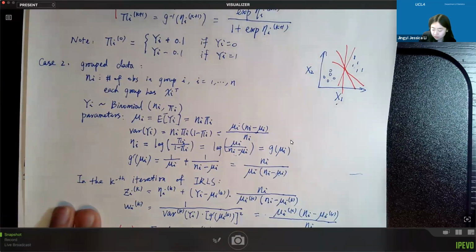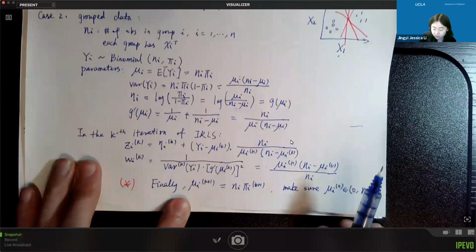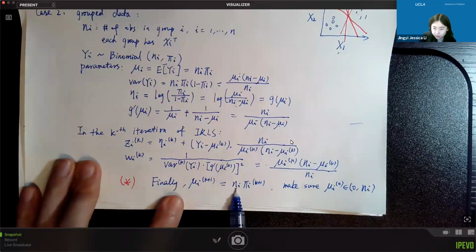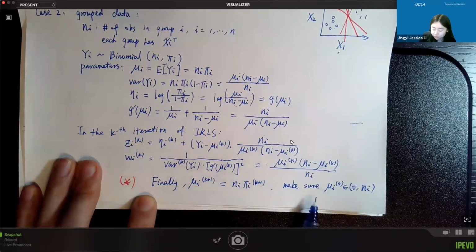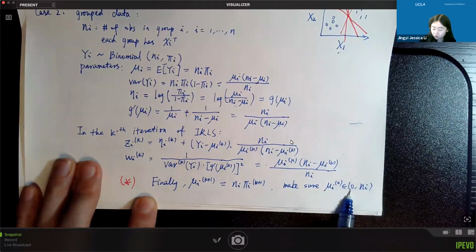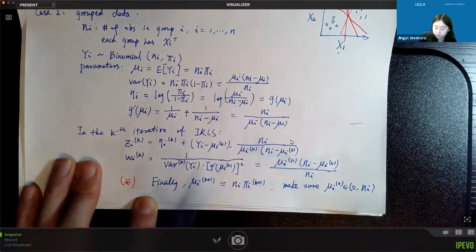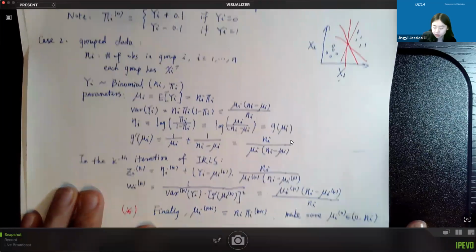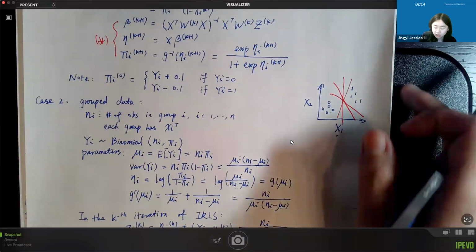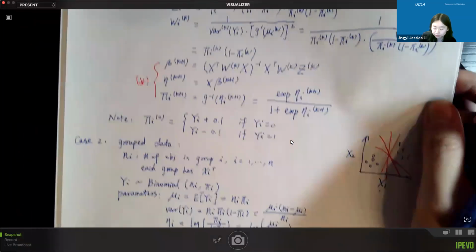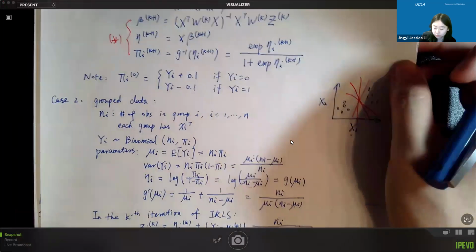And this is easy because mu i is just equal to Ni times pi i. Okay, that's for group data. Same as for individual data, we need to make sure that our initial values of mu i are not exactly 0 or Ni, but somewhere in the middle. Otherwise, we will have a dividing by 0 issue. All right, so these are the specific application of IRLS to our logistic regression.